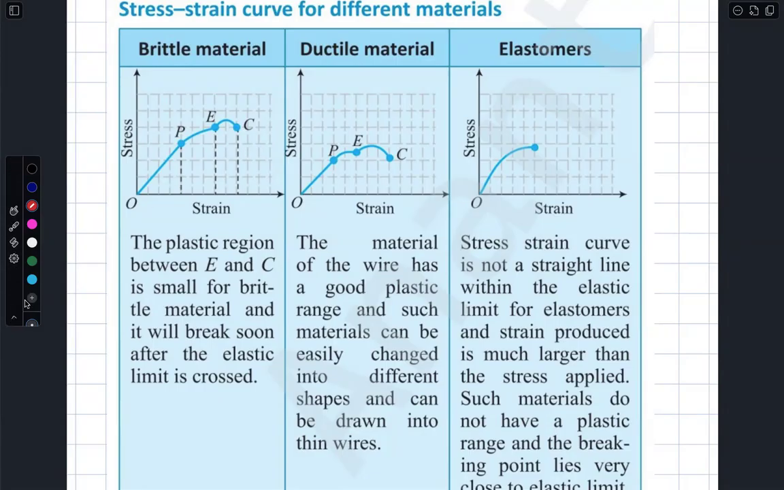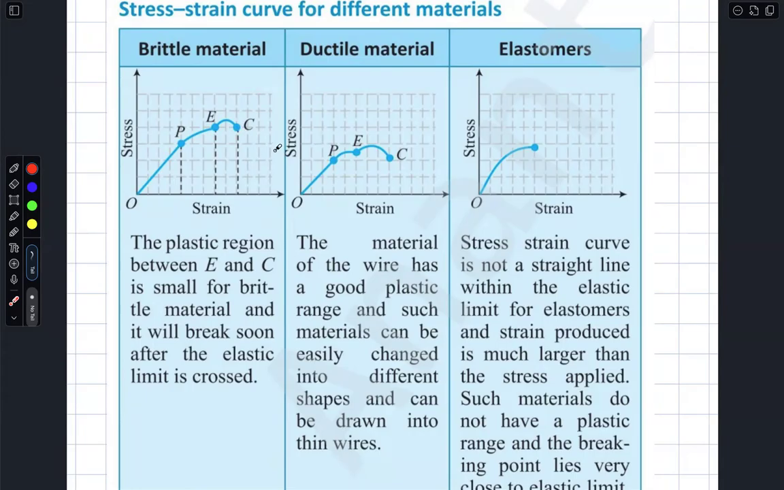Now you can see here in this part, you're plotting stress versus strain graph, and you have a straight line region, and this is the region where Hooke's law is valid. And the plastic region between E and C. Yesterday I told you, this zone represents how to classify the material as brittle or ductile.